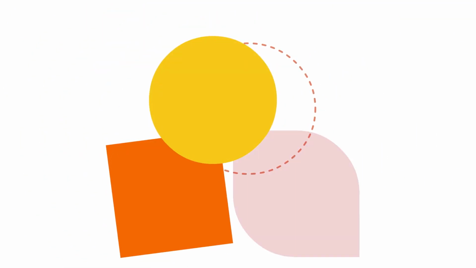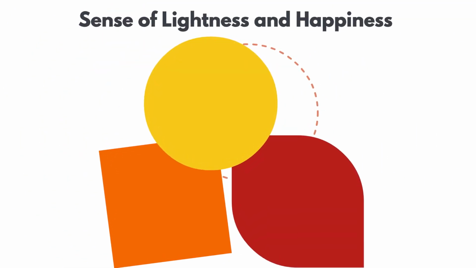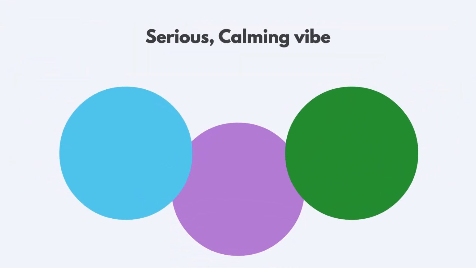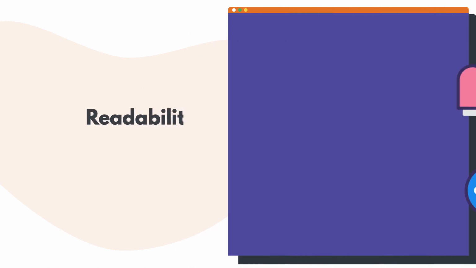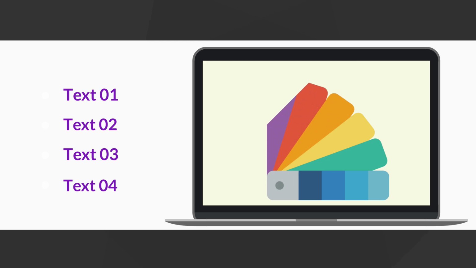For example, warm colors like yellow, orange, and red can give a sense of lightness and happiness, while cool colors like blue, purple, and green offer a more serious, calming vibe. Another important thing to consider is readability. Small text needs to be dark enough to read clearly, and your color palette should have light and dark shades that work together without clashing.